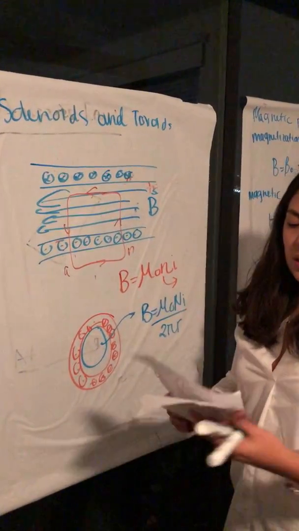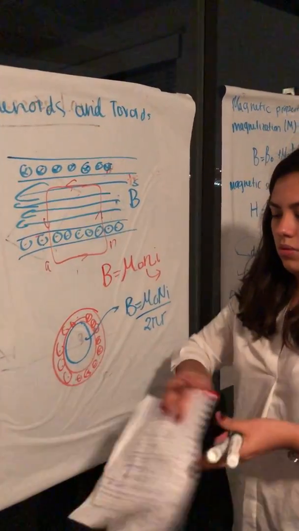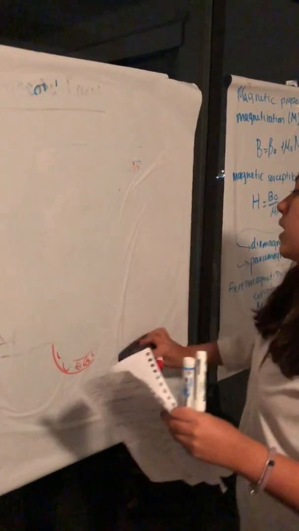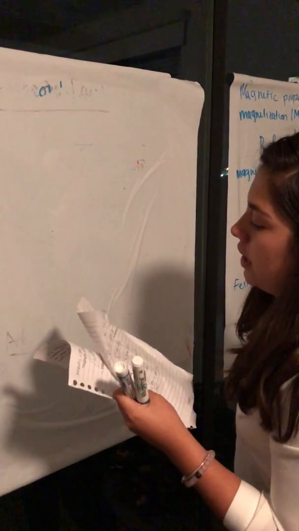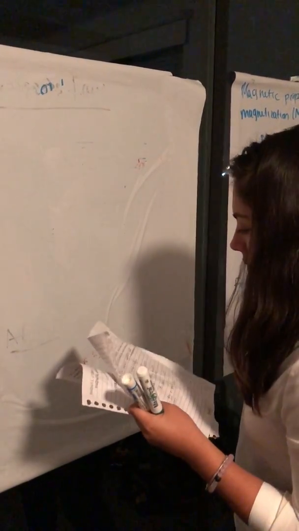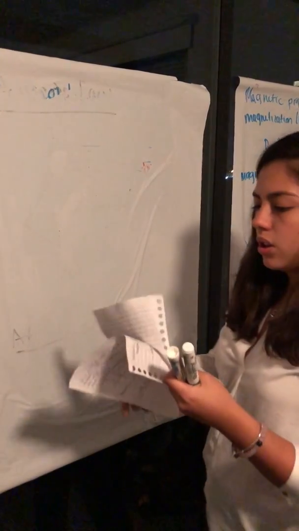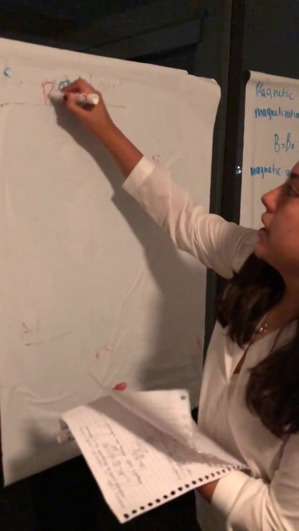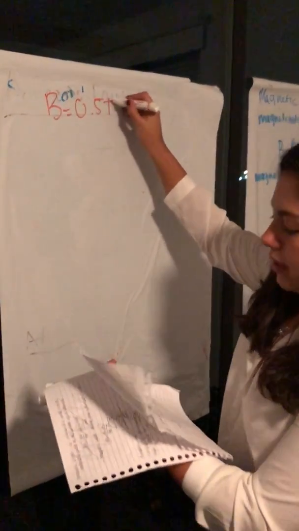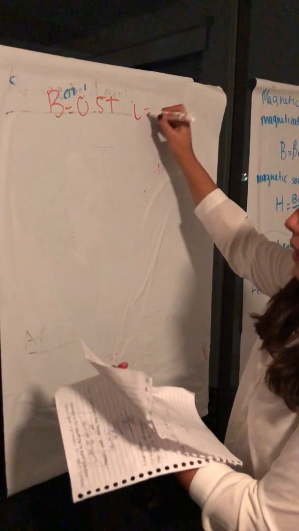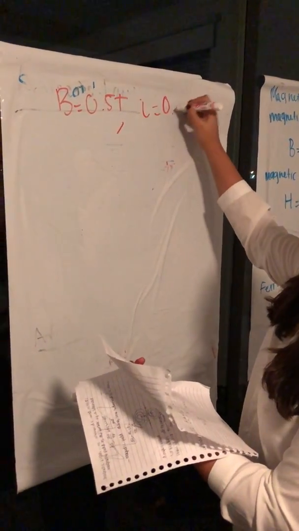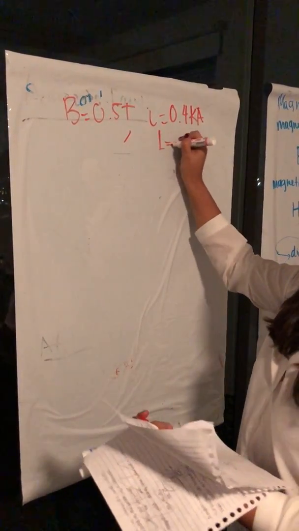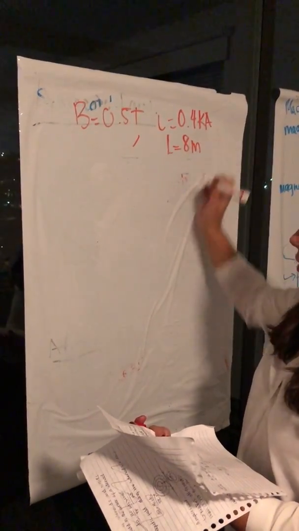So now let's solve an easy problem, and that will be all for the video. In the problem, we're given that a solenoid in a magnet detector has a magnetic field of 0.5 teslas, and the current flowing through it is 0.4 kiloamperes, and the length of our solenoid is 8 meters.